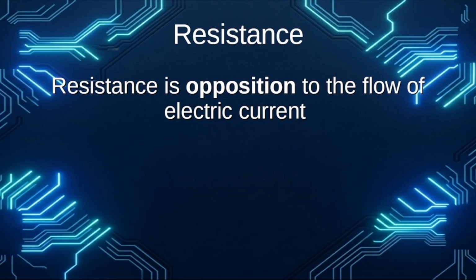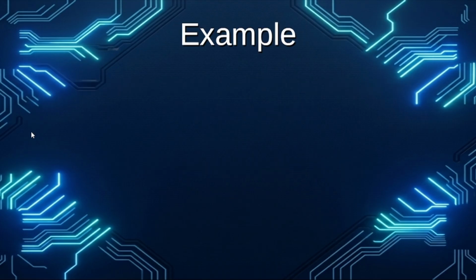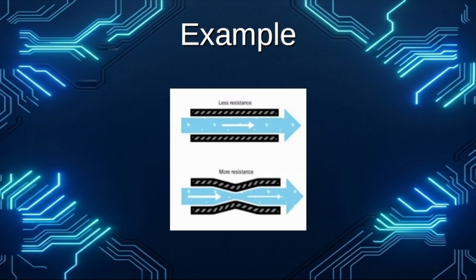Resistance is the opposition to the flow of electric current. The unit of resistance is ohm, and the symbol looks like this. Let's understand resistance with a simple example. Low resistance: when a conductor has low resistance, the electric current can flow through it more easily. As a result, the current flowing through a conductor will be higher.